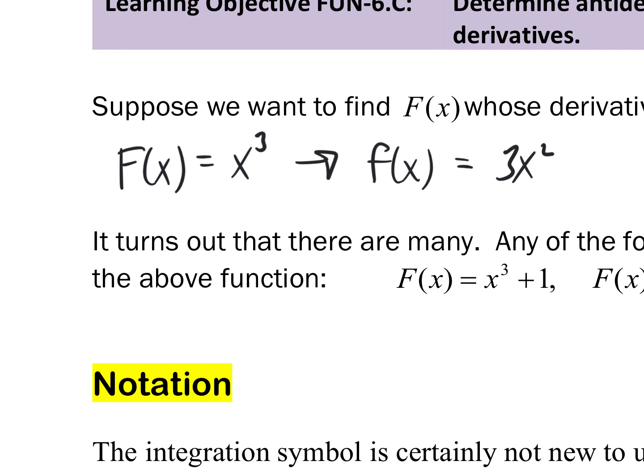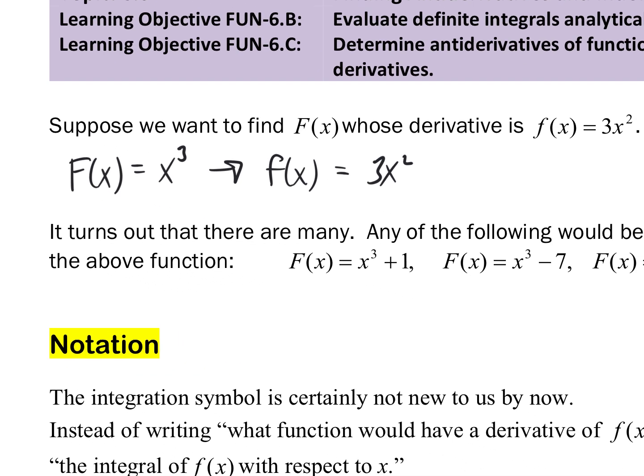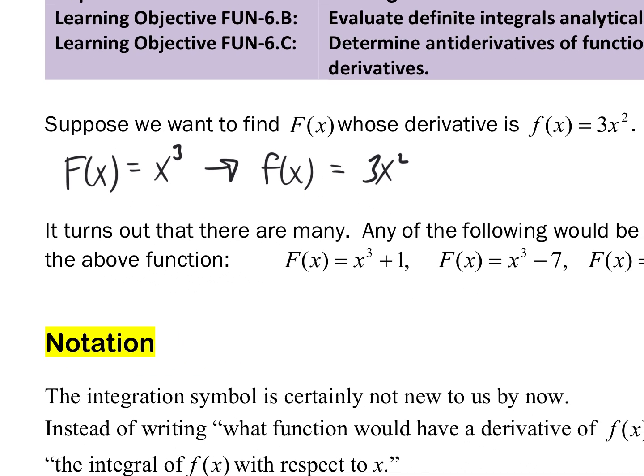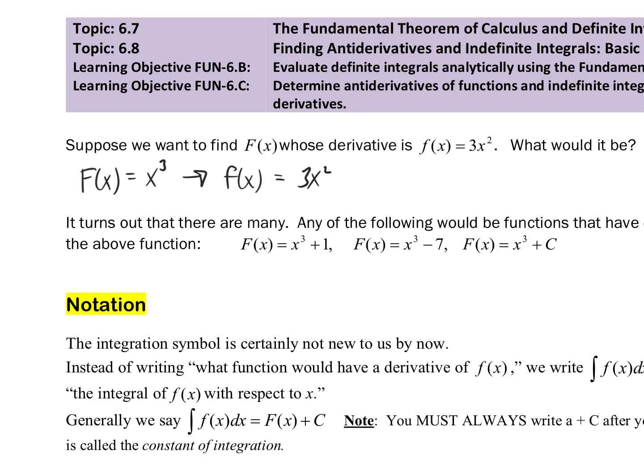Now, is that the only thing that's going to give me a derivative of 3x to the second power? No, it's not. I could add a number to this. If I added any number, like if I added 7, what's the derivative of 7? 0. So is it going to change that derivative of 3x squared? No. So I could have any number added to this x to the third power to give me the derivative 3x squared. Okay, so there are, in fact, many, if you look down below here.